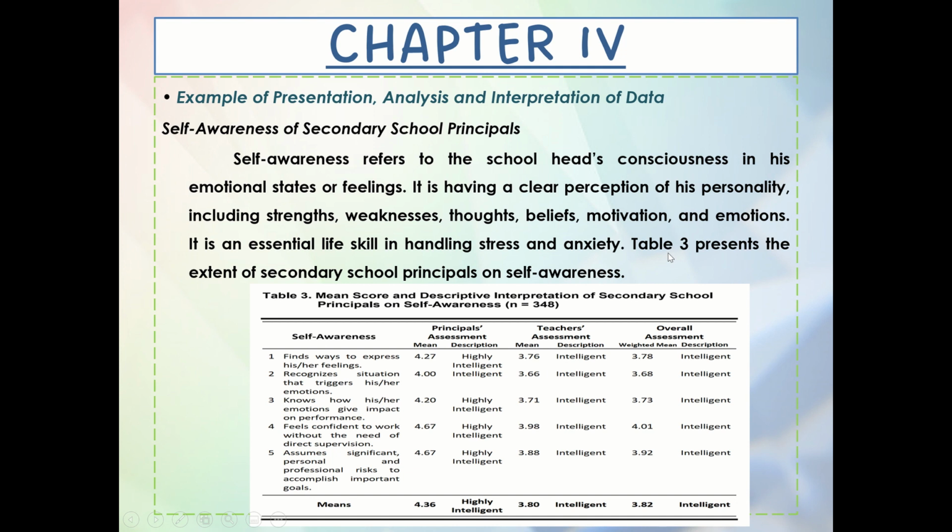So ito, table 3 na siya kasi baka meron nang table 2 or table 1 above sa chapter 3 or sa chapter 2 or sa chapter 1. Kaya table 3 na siya. So ito yung table 3 niya, the mean score and descriptive interpretation of secondary principals on self-awareness. So this is a tabular form.